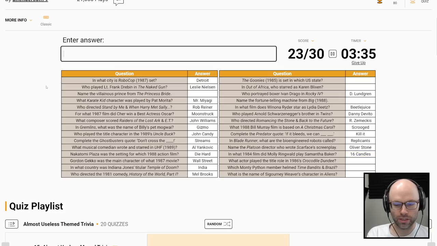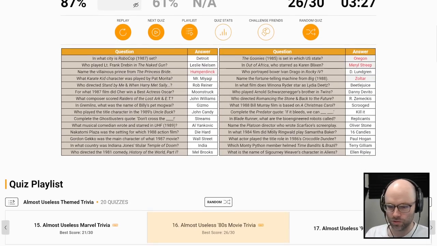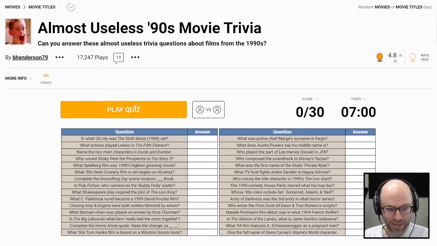What actor was in Crocodile Dundee? Paul Hogan. Brazil is Terry Gilliam. Sigourney Weaver played Ripley. We missed a couple easy ones here, but I'll take a give up on that one. 87 versus 61. Almost useless 90s movie trivia.